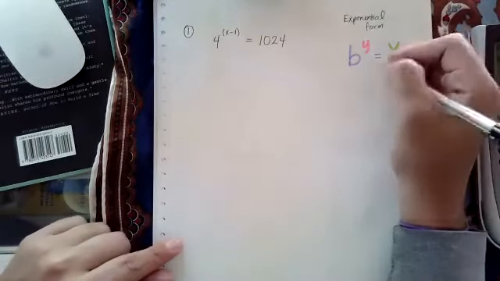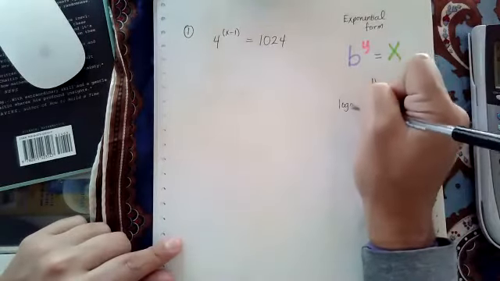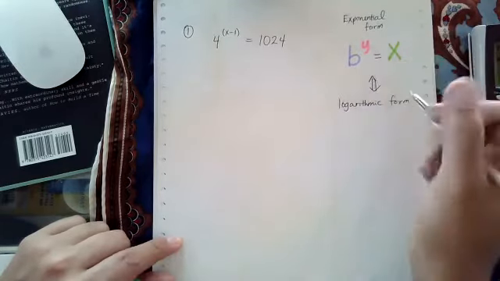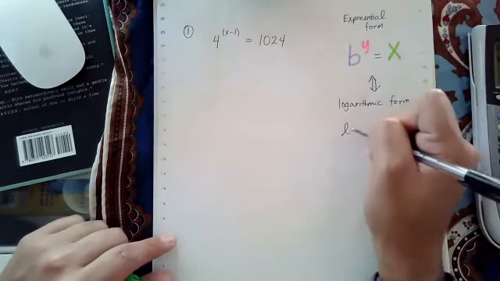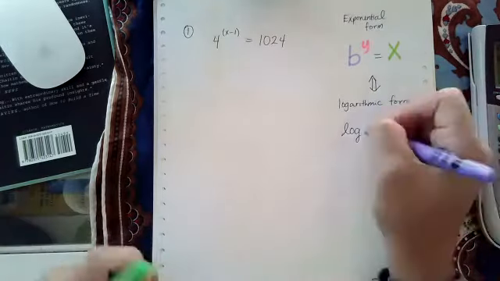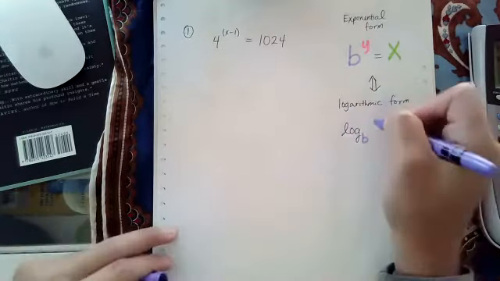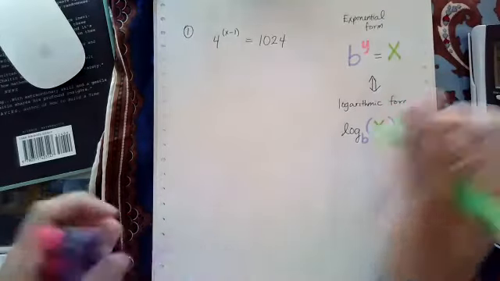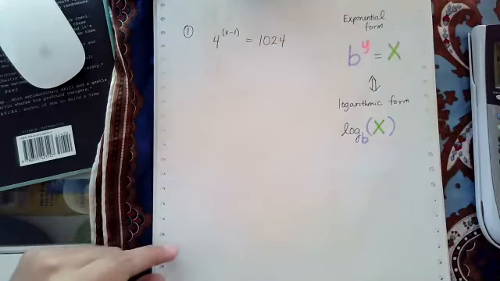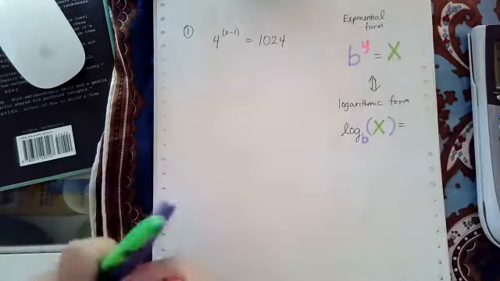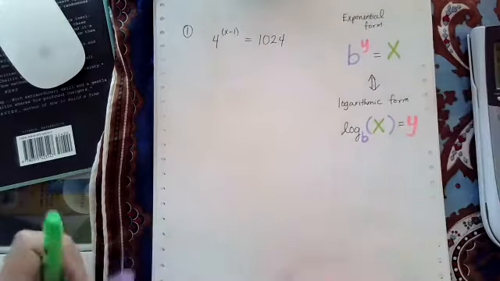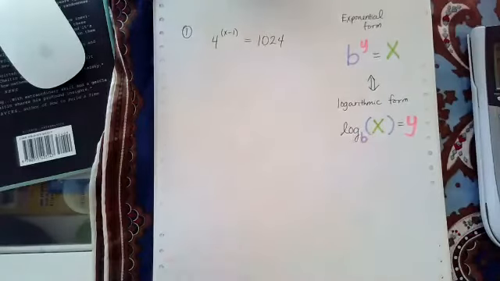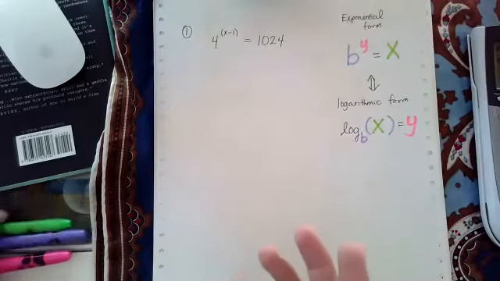Then we can convert that to logarithmic form by writing this as log base b. Now this becomes our argument, and we throw the exponent to the other side. And we'll see if making this conversion from exponential form to logarithmic form will make solving this equation easier.